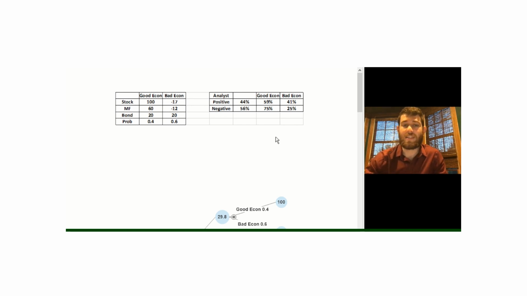So let's say he comes in with a report and there's a 44% chance it's a positive report and a 56% chance it's a negative report. Also, let's assume that given it's a positive report, there's a 59% chance there's a good economy and a 41% chance there's a bad economy, a 75% chance there's a good economy if it's a negative report, and a 25% chance there's a bad economy.